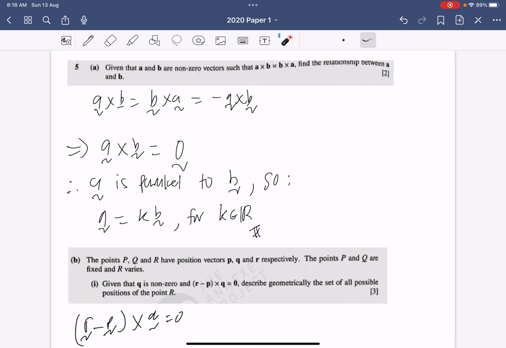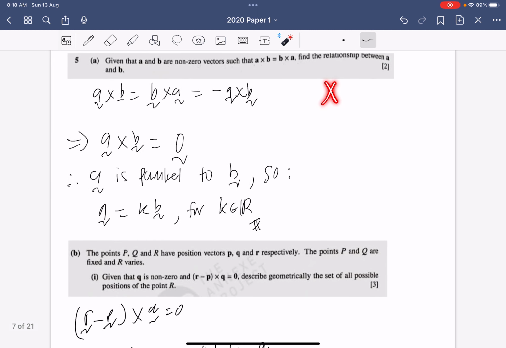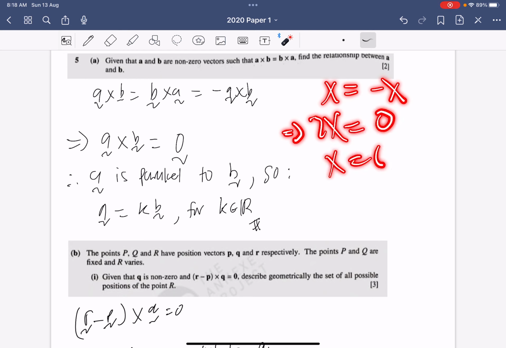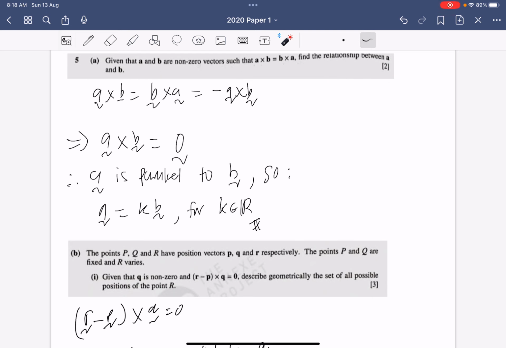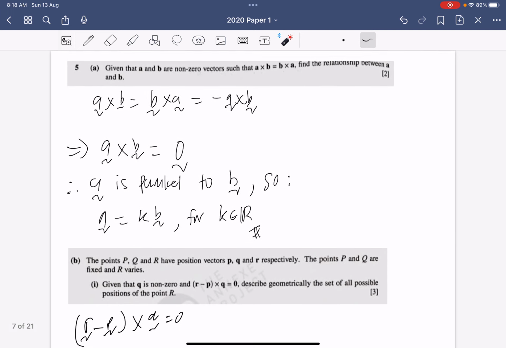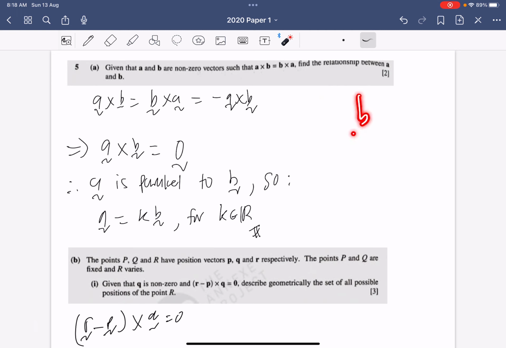This can only mean one thing. It can only mean a cross b is 0, because the only number where x equals minus x is 2x equals 0, so x equals 0. So a cross b is 0. It means either 3 things: a is 0, b is 0, or a is parallel to b. But since a, b are non-zero vectors, it just means a must be parallel to b. So a is just some scalar multiple of b. So you can just write this relation, or you can just state it in words.